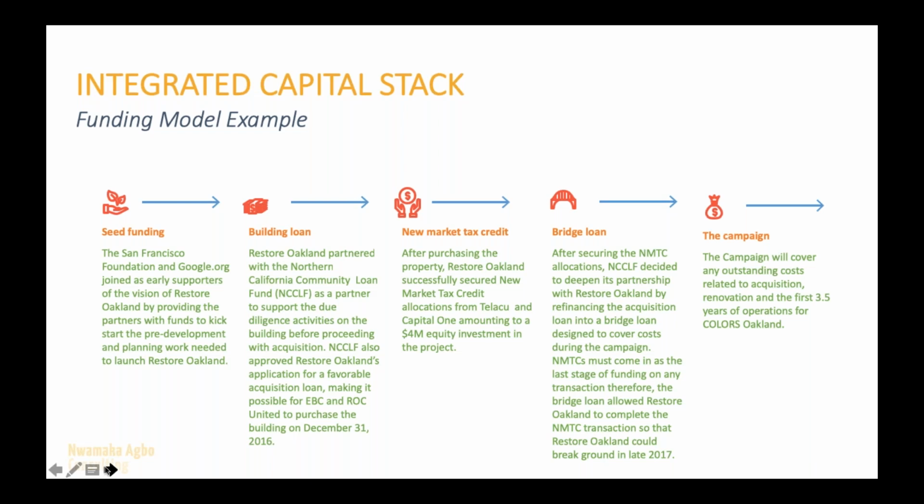And so being able to work closely with a financial partner that wants to see the project succeed and does not want to be extractive, but wants to help ensure that while we're being financially accountable to our communities, we're also able to fund and finance the project that we decided to create. We also worked closely with the Northern California Community Loan Fund to secure roughly $4 million in equity investments from new market tax credits.